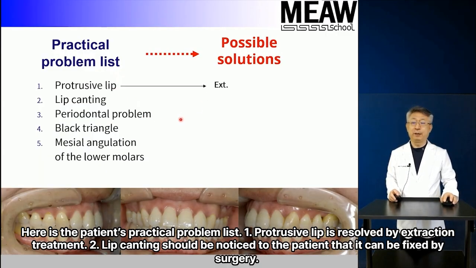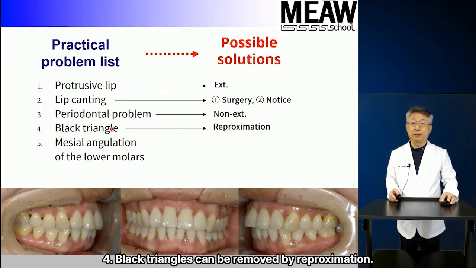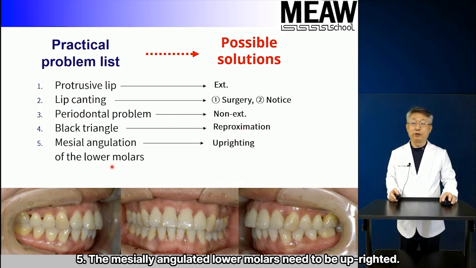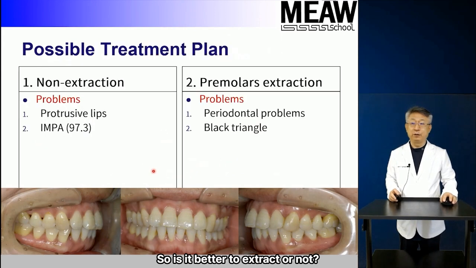1. Protrusive lip is resolved by extraction treatment. 2. Lip canting should be noticed to the patient that it can be fixed by surgery. 3. Due to periodontal problem, non-extraction treatment should be carried out if possible. 4. Black triangles can be removed by reproximation. 5. The mesially angulated lower molars need to be uprighted, so is it better to extract or not?